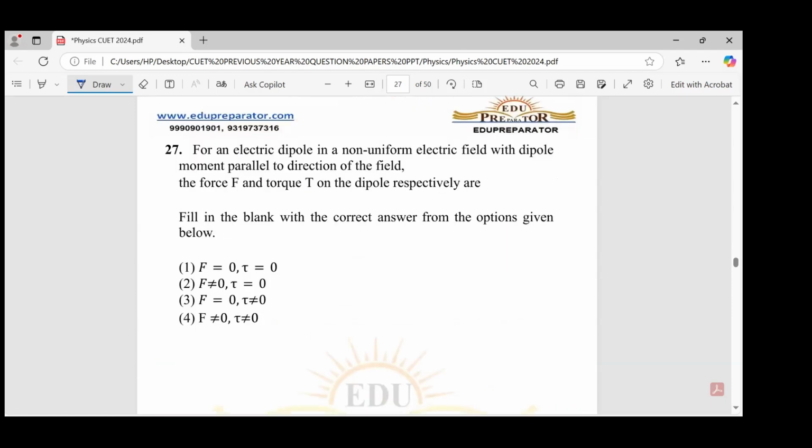The twenty-seventh question is again a question which is very common for 12 CBSE also. The question says it's a non-uniform electric field. That's a very important word, beta. Non-uniform electric field and the dipole is parallel. So when the dipole is parallel, we know that torque is equal to PE sine theta. So sine 0 is 0, which means no torque will act on it. Because it is a non-uniform electric field, definitely there will be a force acting on it. So the force is acting, torque is 0. So we have the second option.